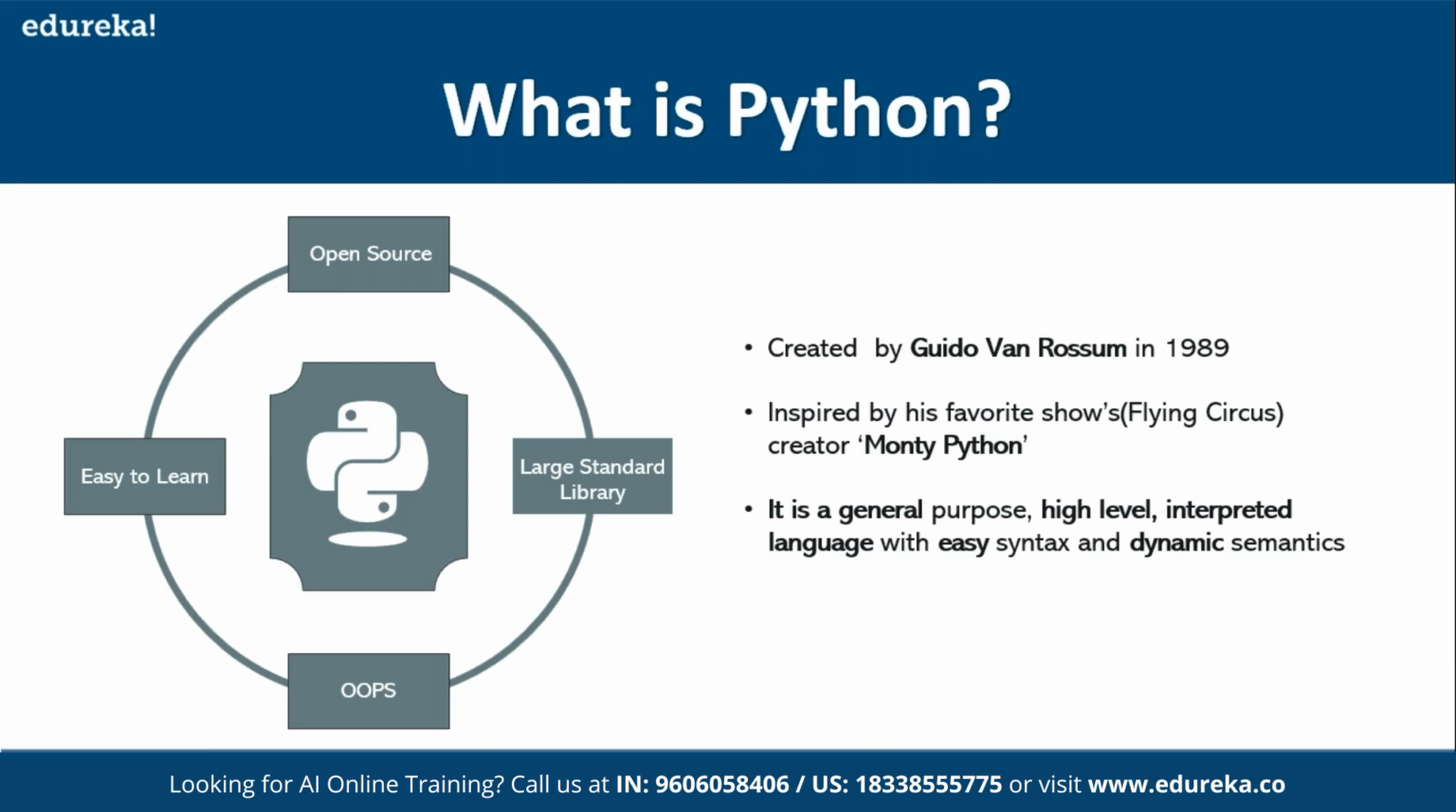To do all of this, there was no specific programming language, and hence the Dutch programmer by the name of Rossum created a programming language called Python. He named it Python because he was inspired by his favorite show, Flying Circus, whose creators were Monty Python. So from that name, he gave this programming language the name Python.